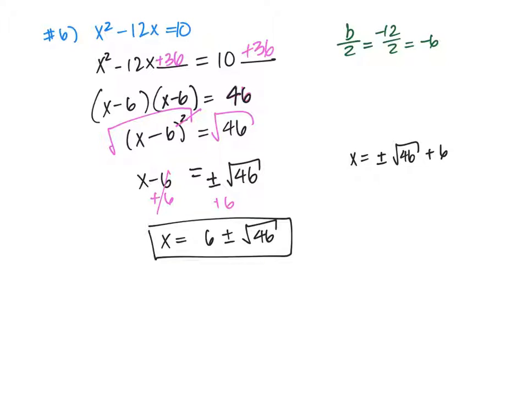Let's try a really tough problem. You might have noticed in all the problems that we've been doing, the coefficient in front of x squared is basically 1, right? In the previous problem, it was also 1, and before that, it was also 1 in front of x squared. So let's do a problem where x squared is not a 1.